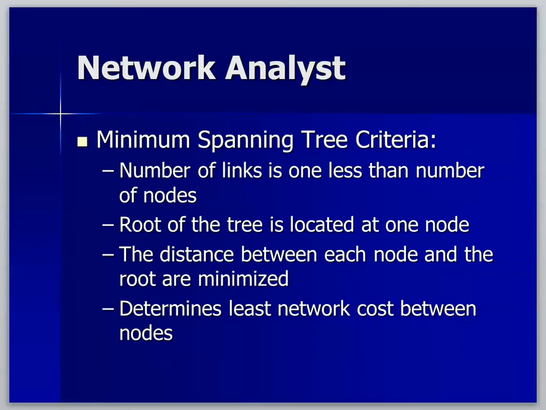Number two, the root of the tree is located at one node. Where are you taking off from? That's the root of the tree. Number three, the distance between each node and the root is minimized. When you're looking at the point of origin and the place you want to go, this is going to dovetail right into number four, determines least network cost between nodes.